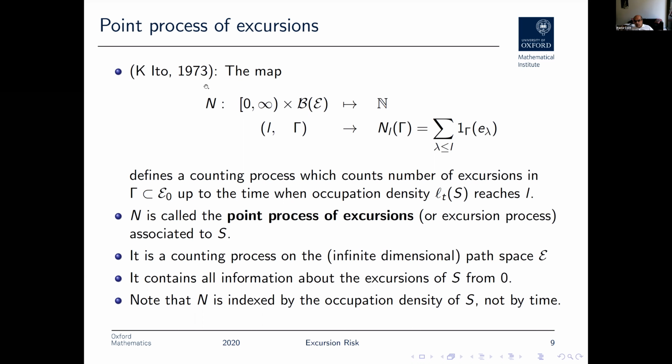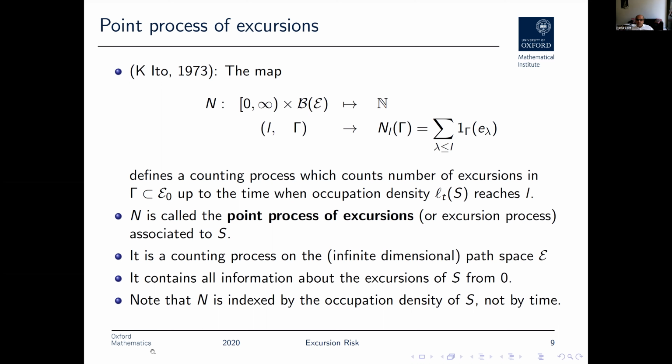And so this object, this counting measure, contains all information about the excursions of S from 0, because it tells you when the excursions happen and what type they are, how far they go away from 0, what they do, because you can choose any set gamma here, which has different properties, and you can say if there are any excursions of type gamma between this time and that time.